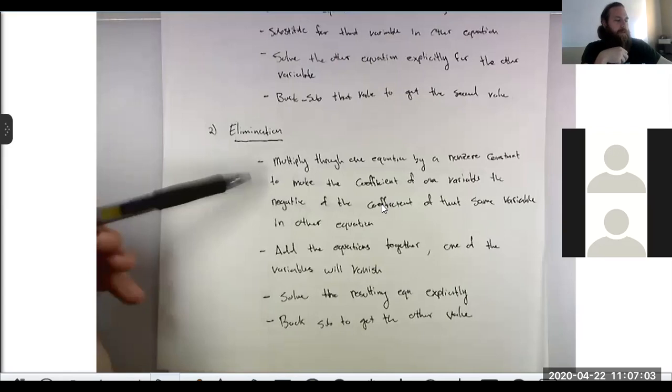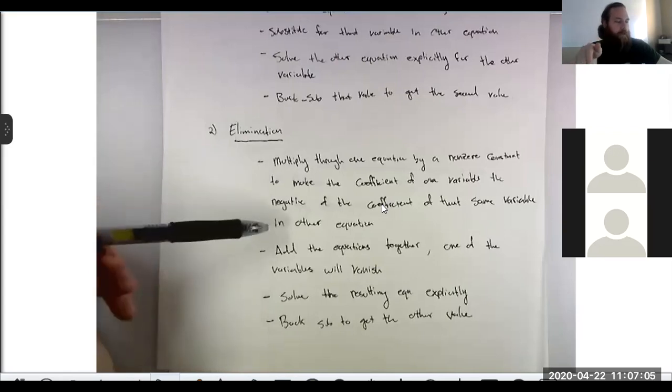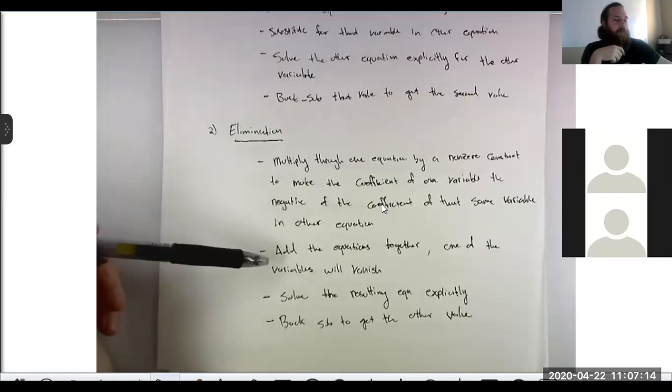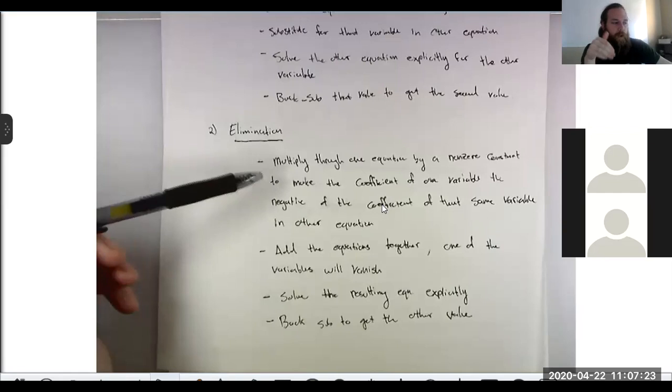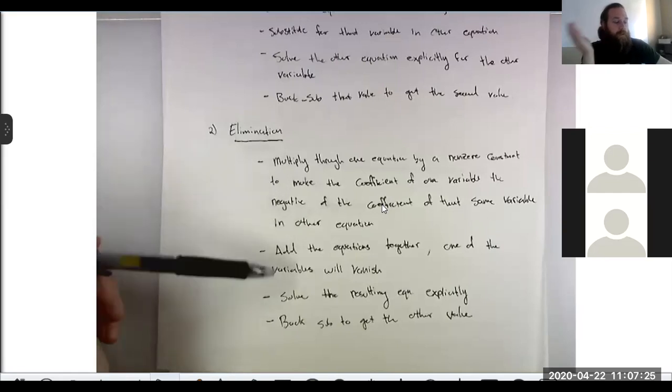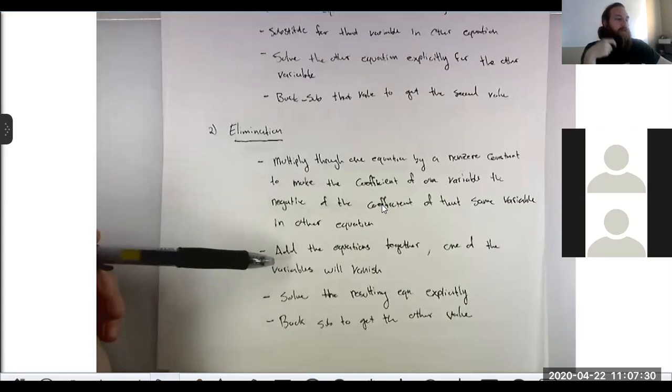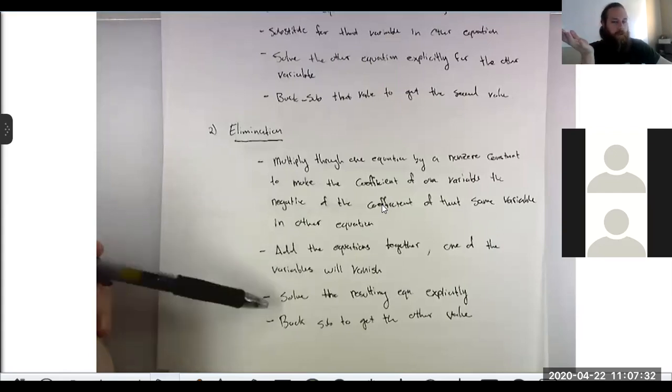Multiply through one of the equations by whatever constant you need to in order to make one of the variable's coefficients the negative of that same variable's coefficient in the other equation. Then you add the two equations together. Since you just did this, when you add those two equations together, one of the variables will go away. Like if I had 2y in the first equation and negative 2y in the second equation, then when I add those, I'll get 0y. And so the result would have just x's. Solve that equation for x, or whatever variable you didn't eliminate, then back sub to get the other value.